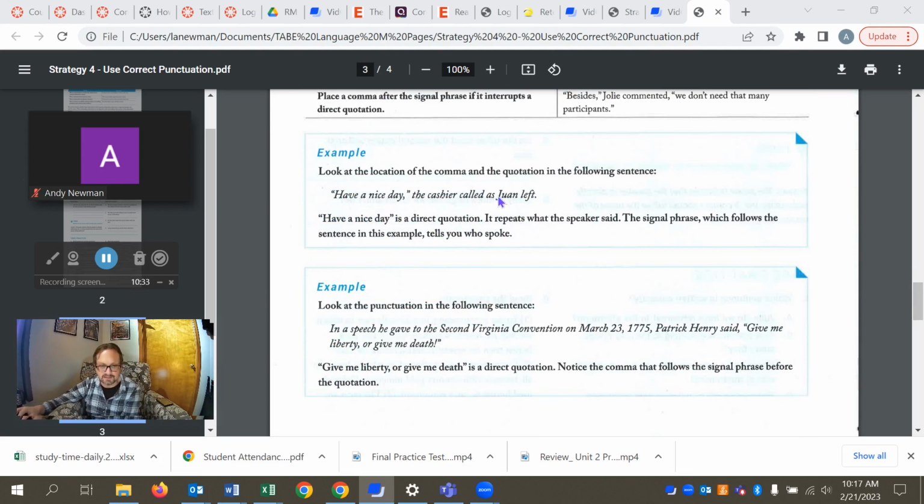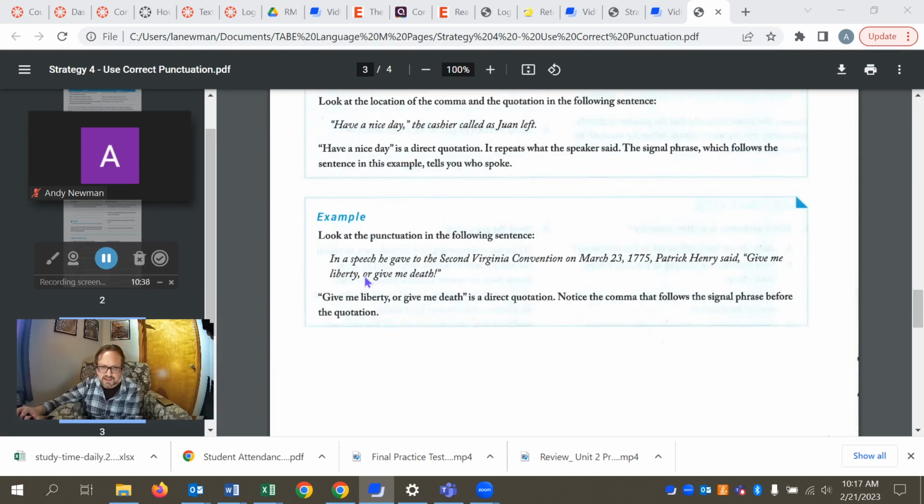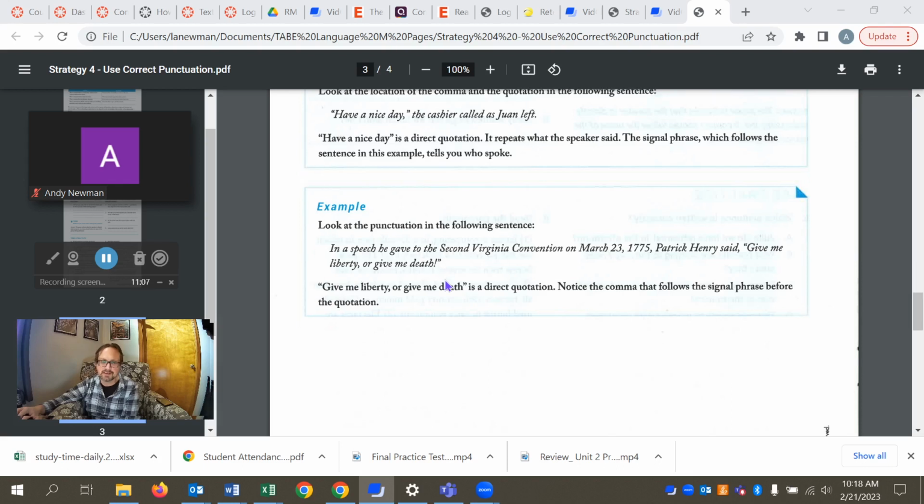The signal phrase continues. But we've got something a little more complex in our second example. In a speech he gave to the Second Virginia Convention on March 23rd, 1777, Patrick Henry said, it's a pretty long signal phrase, but we end it just like it would be if it was really short. And then the comma, and then the quotation itself. Capitalized because it's the beginning of the sentence. Give me liberty or give me death. And of course, we're retaining the exclamation point that's part of the actual quote from history.